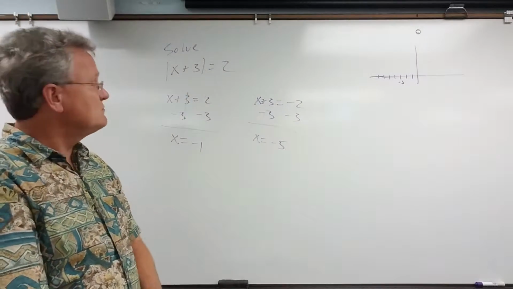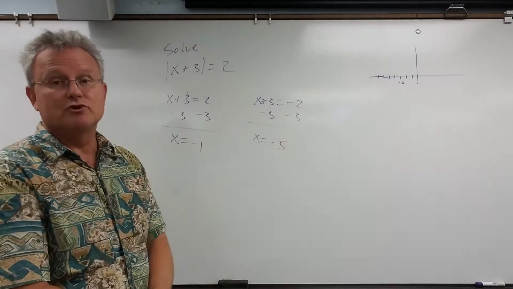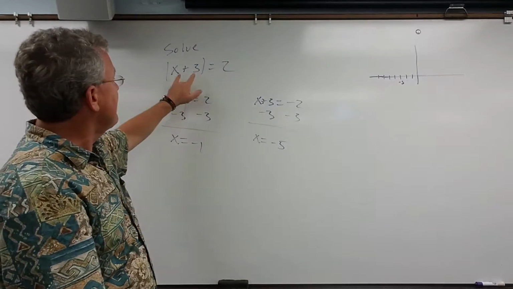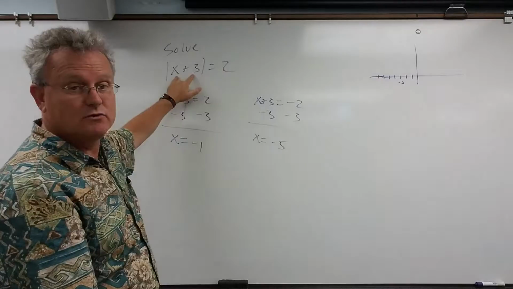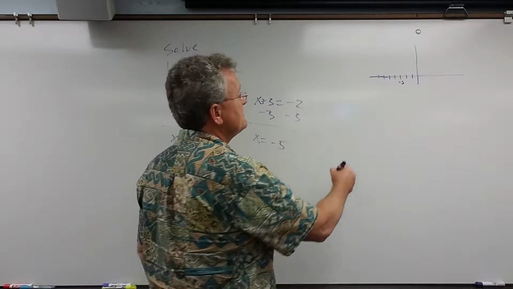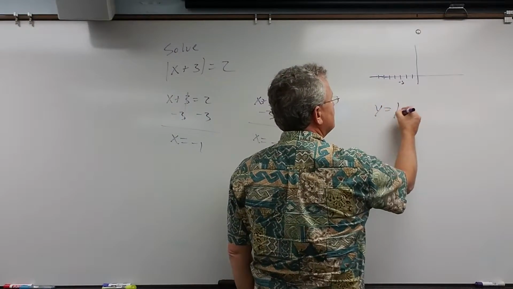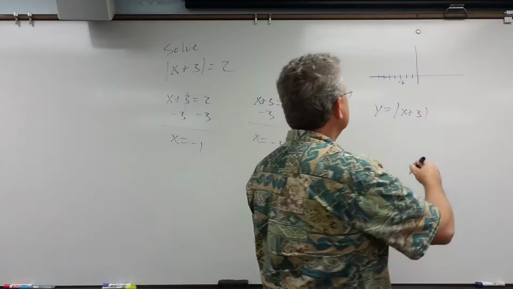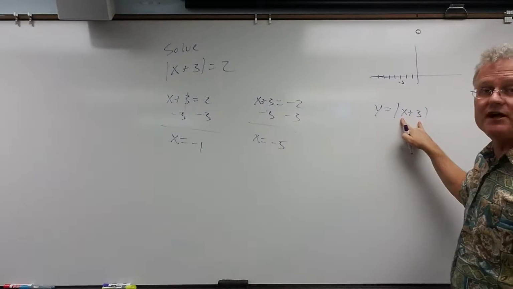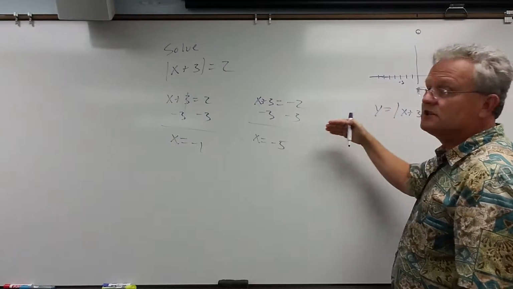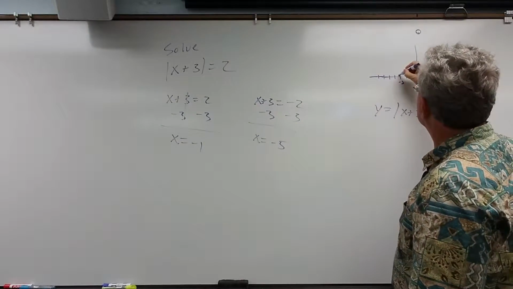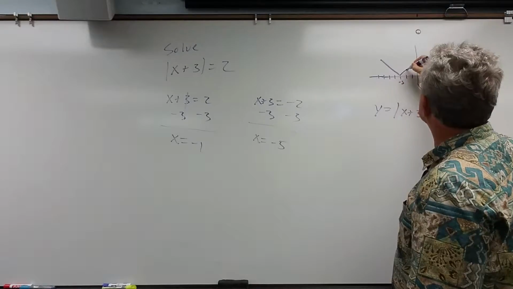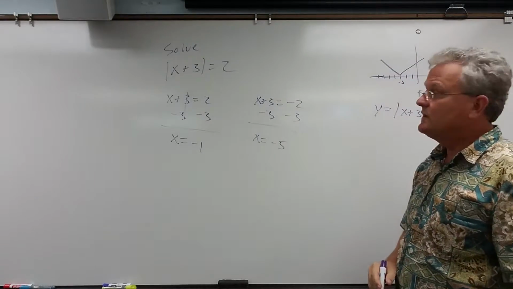Now, kind of a nice way to connect this to a graph is if I graph y equals the absolute value of x plus 3. Well, we know the graph of this shifts the absolute value of x to the left 3 places, and we get this V that looks something kind of like this.